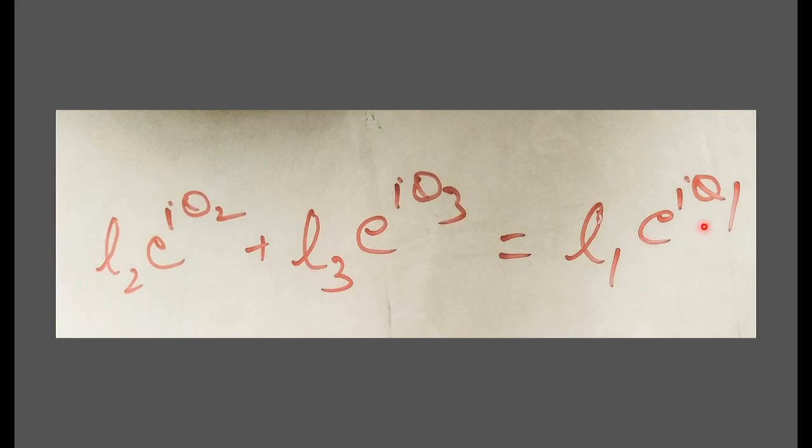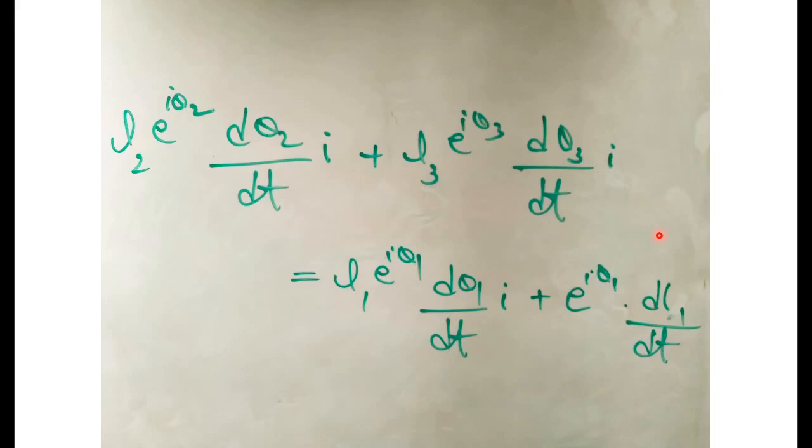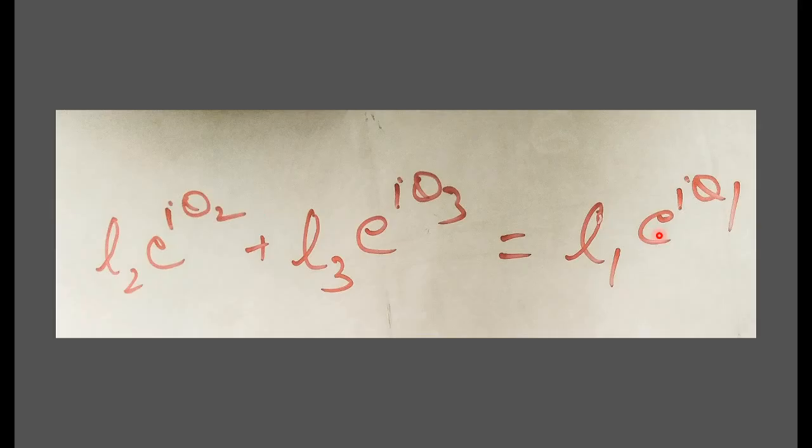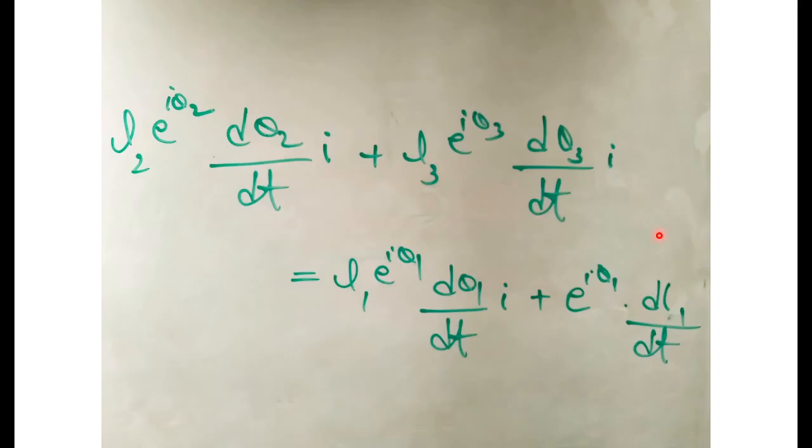Now you have to use the product rule for differentiation. First keep L1 as constant and differentiate e raised to i theta 1. So L1 into differentiation of e raised to i theta 1 is e raised to i theta 1 into d theta 1 by dt into i, plus keep e raised to i theta 1 as a constant into differentiation of L1. What is the differentiation of L1? dL1 by dt. So this is the change. Okay, this is the differentiated expression of the loop closure equation. Clear?